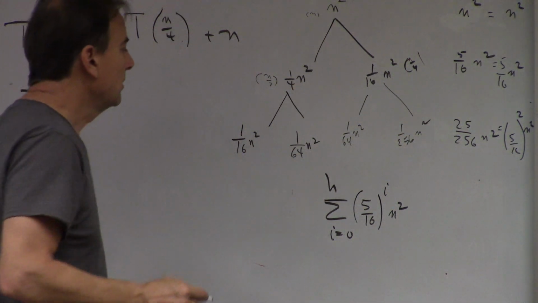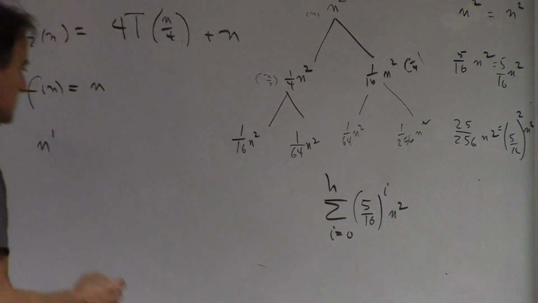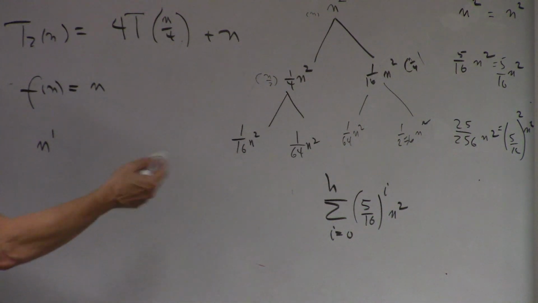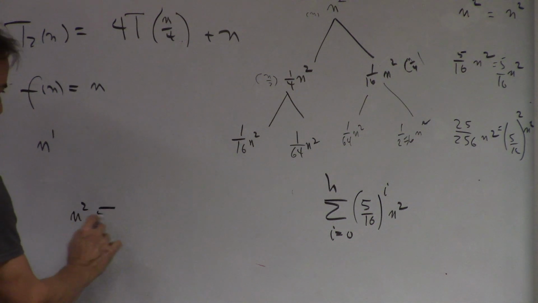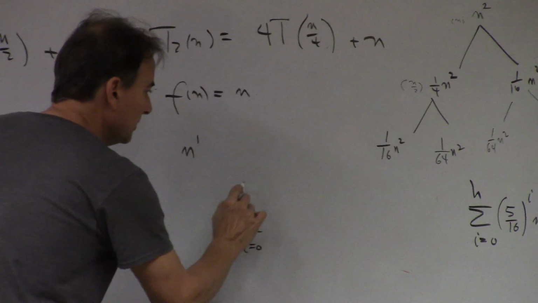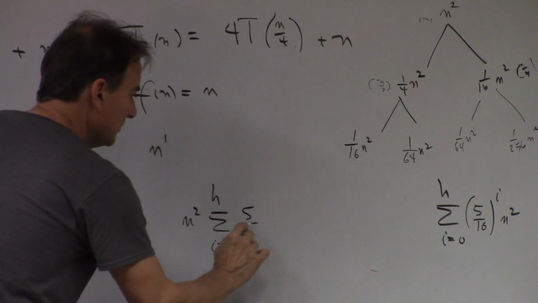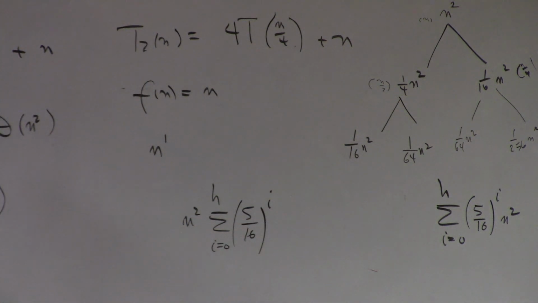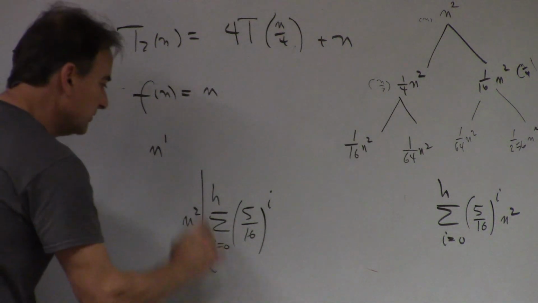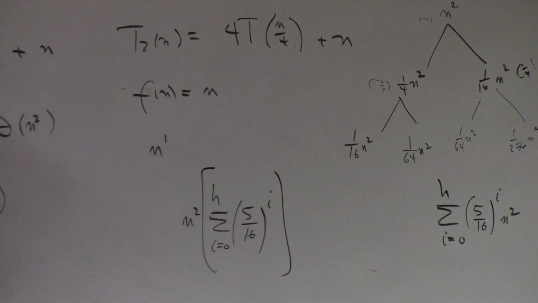Just like before, what we can do is take this n squared out because it's just not moving anywhere, it's just being multiplied by every term. So it's going to be n squared times the sum as i goes from 0 to h of (5/16) to the i.